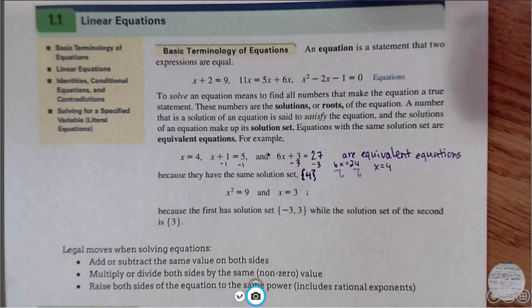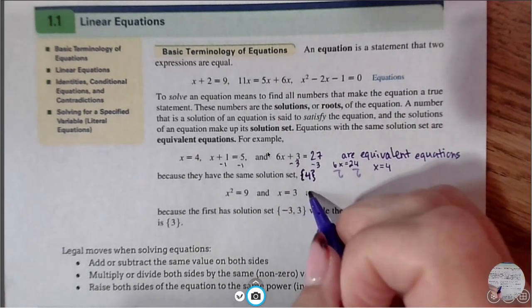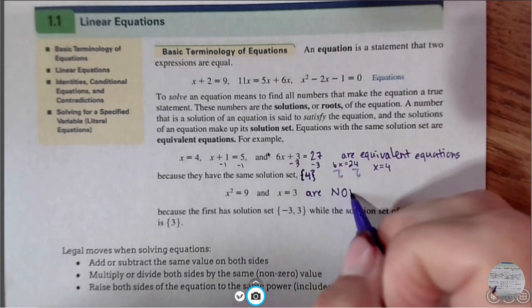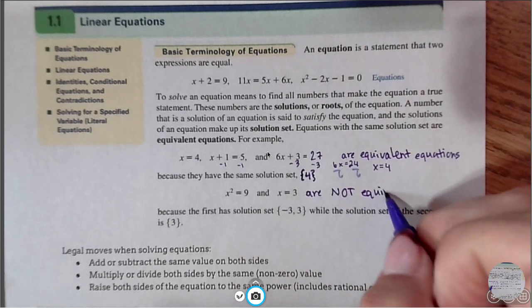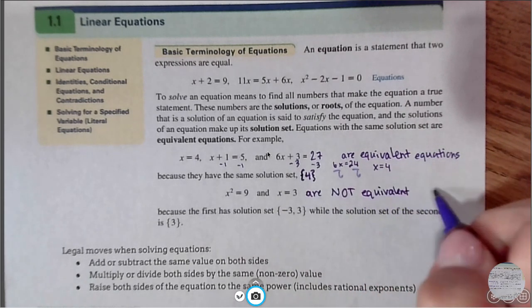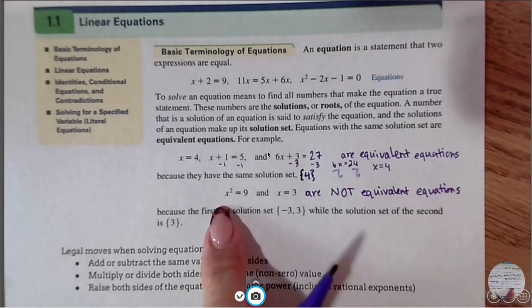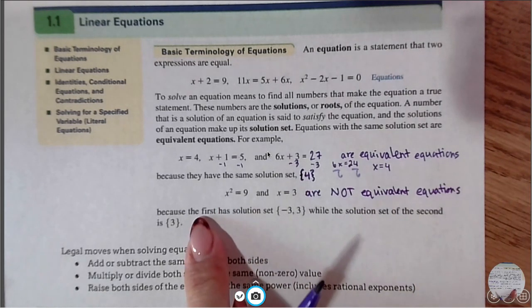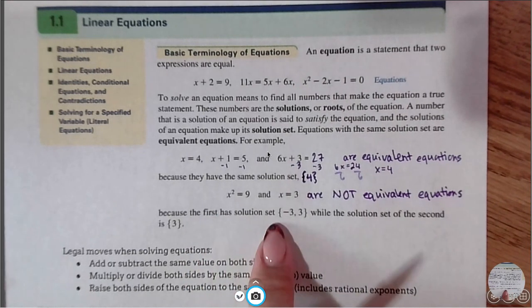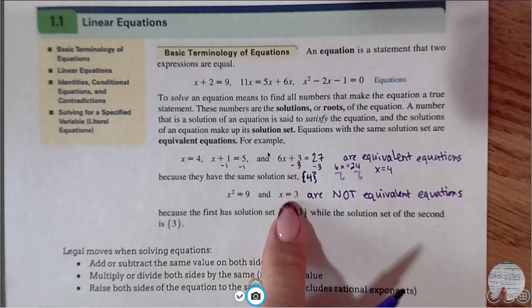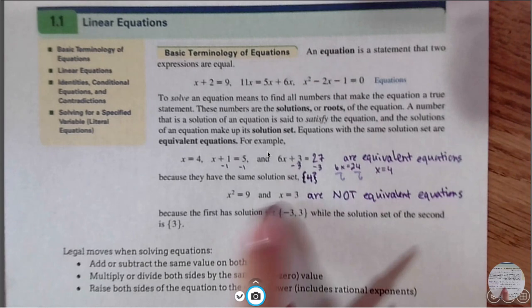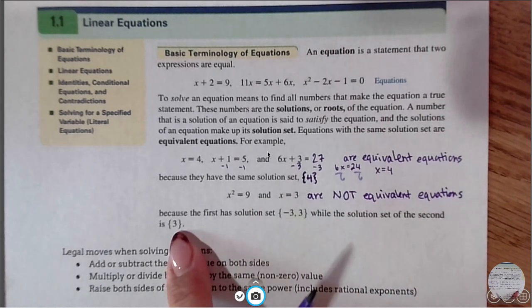x squared equals 9 and x equals 3 are not equivalent equations. The reason for that is that x squared equals 9 has 2 solutions, so its solution set is negative 3 and 3. Which is not the same as x equals 3, because that solution set is just 3.